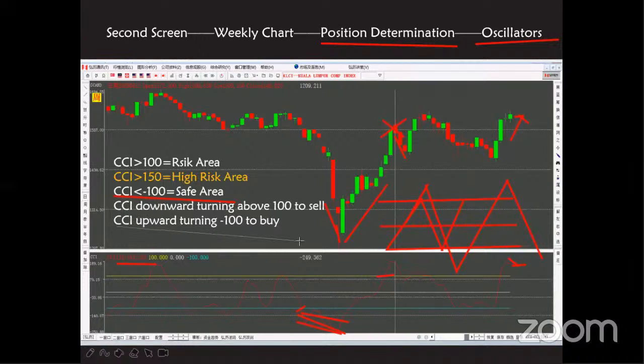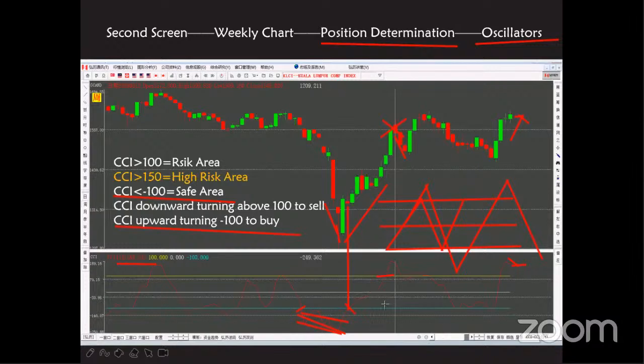Another one, the last one, is if CCI turns upward at minus 100, then we can buy. Just like this point, it is our buy point based on the application of CCI. If the red line breaks upward through this minus 100 line, the blue line, then it is the buy point. You can see it is something over here in this place. So it's our buy point.